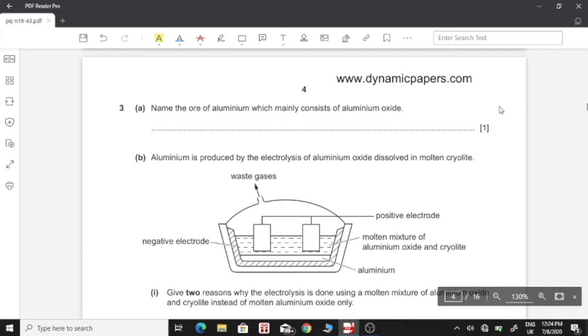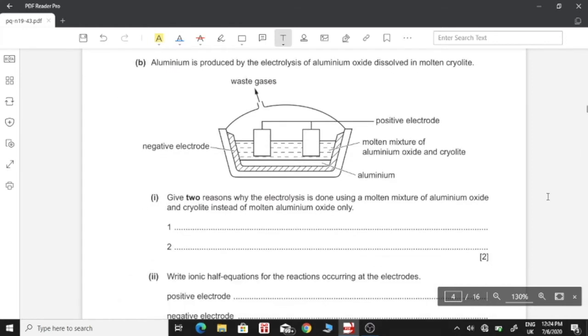Question number 3A. Name the ore of aluminium which mainly consists of aluminium oxide. Right, so this is bauxite. Part B. Aluminium is produced by the electrolysis of aluminium oxide dissolved in molten cryolite. 1. Give two reasons why the electrolysis is done using a molten mixture of aluminium oxide and cryolite instead of molten aluminium oxide only. Alright, so we use cryolite because it lowers the melting point of aluminium oxide, and it also improves electrical conductivity.